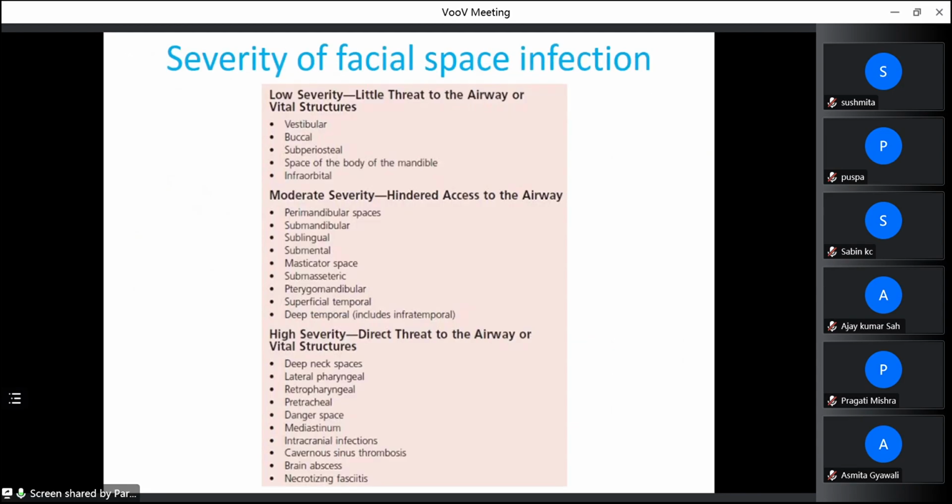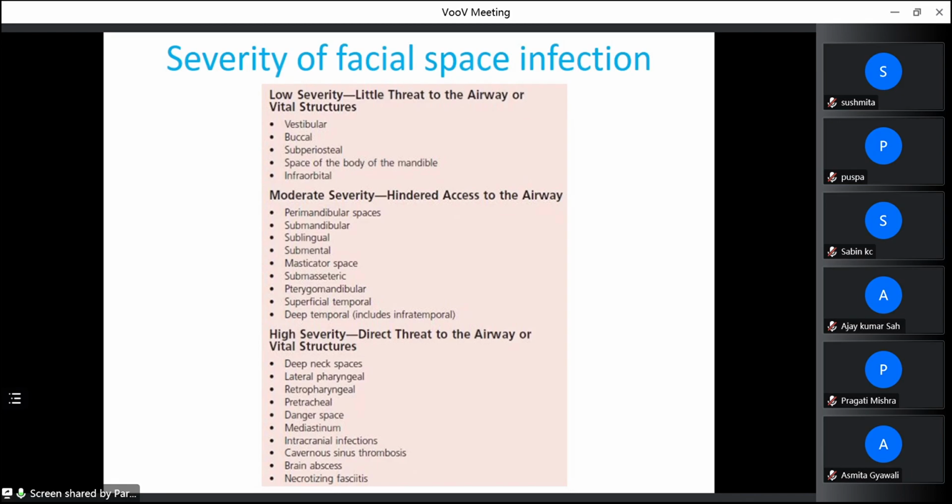The severity of facial infection can be low, moderate, or high. In low severity, there is little threat to the airway or vital structures, as in vestibular abscess, buccal space infection, subperiosteal space infection, space of the body of the mandible, and infraorbital space infection. You don't have to worry. You can just give incision and drainage and treat the case. It will not lead to any major complications.